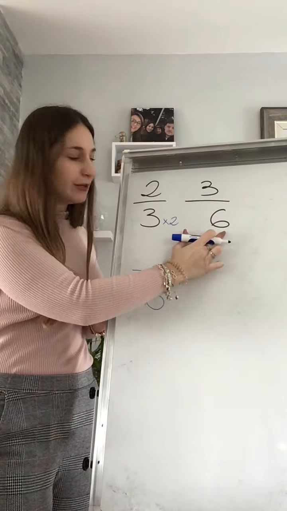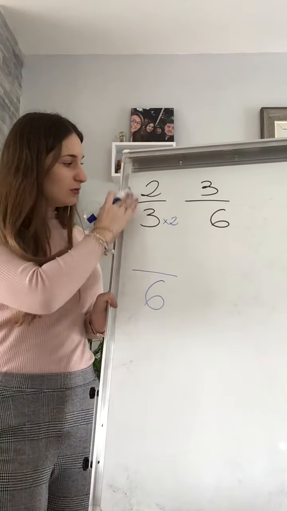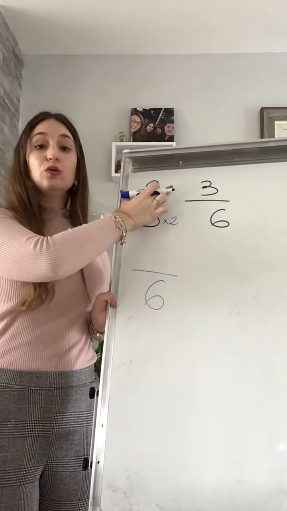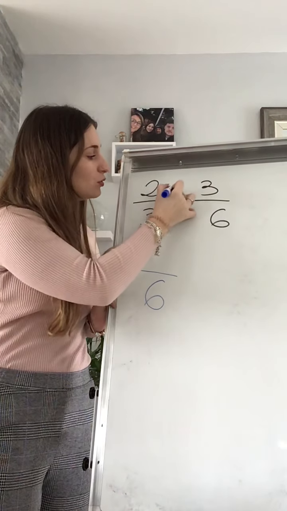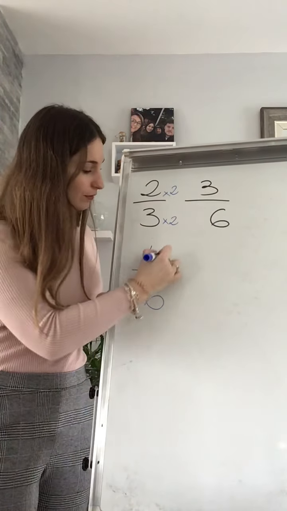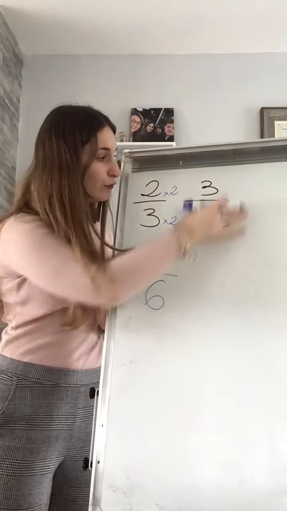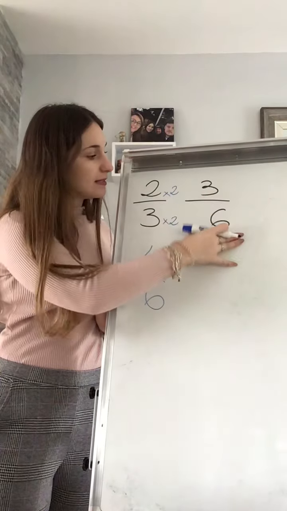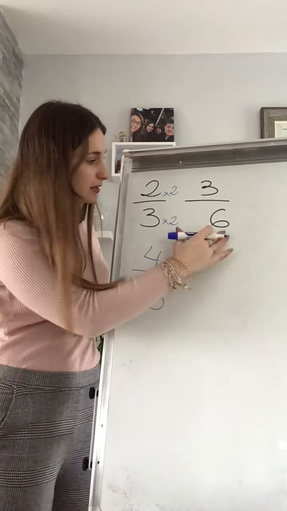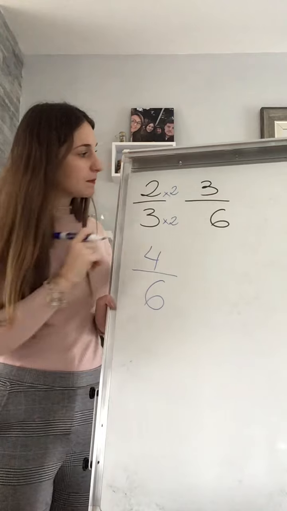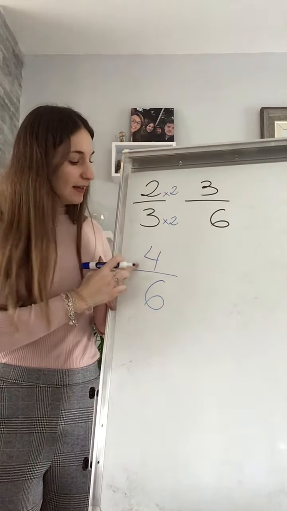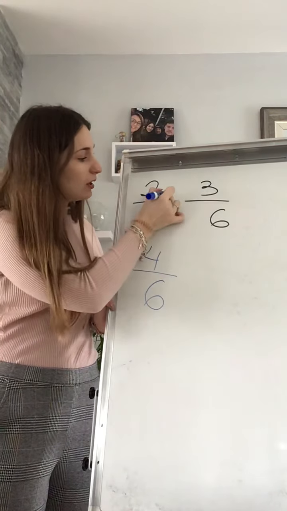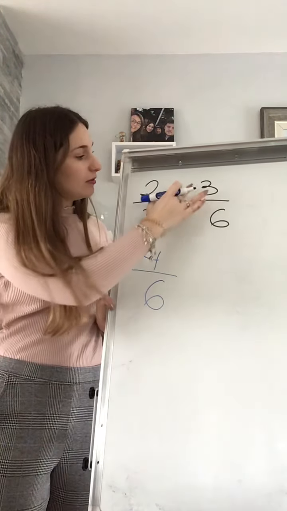Now I have the same denominator. But then, do I just leave it like that? No, because whatever I do to the bottom, I need to do to the top. 2 times 2 is, well done, 4. Now I've got 2 fractions with the same denominator, 4/6 and 3/6. Now I'm going to compare them. I have the same denominator, 4 and 3. What is greater? 4 is greater, so that means that 2/3 is greater than 3/6.